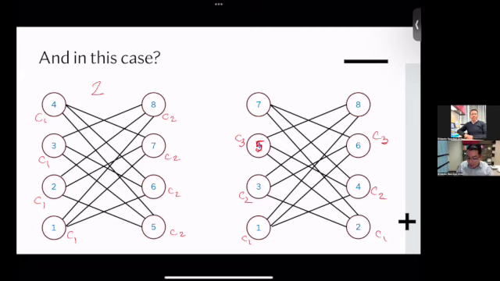Then I move to 7. 7 is connected with 1, I'm sorry, not 2. So I cannot use C1. 7 is connected with 4, so I cannot use C2. And 7 is connected with 6, so I cannot use C3. So I will have to pick another color. Here it's going to be 4, and the same thing is going to happen with node 8. So I will have to use 4 colors.